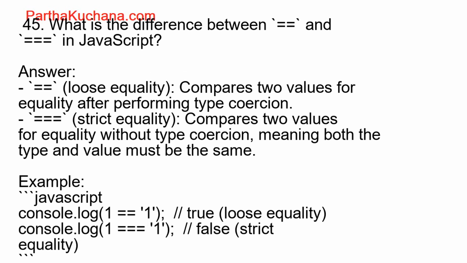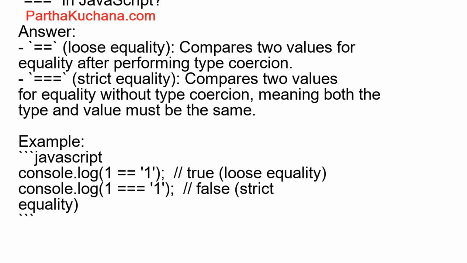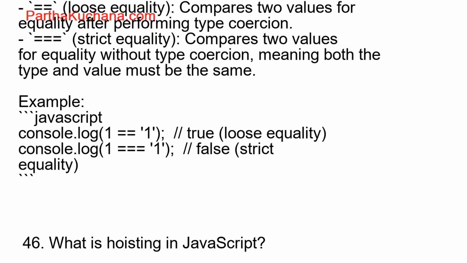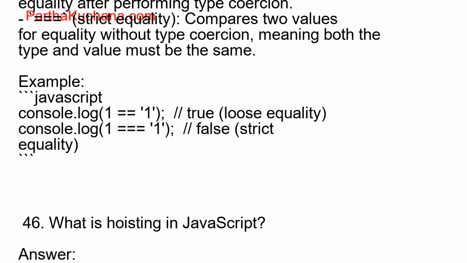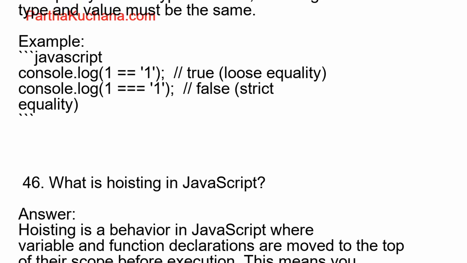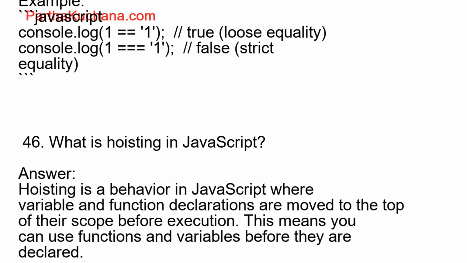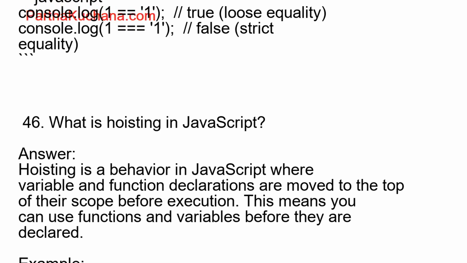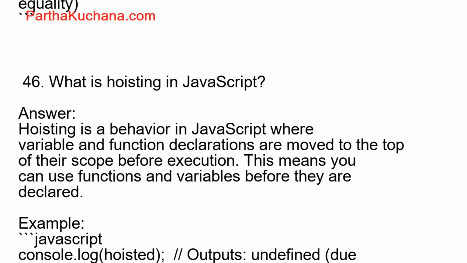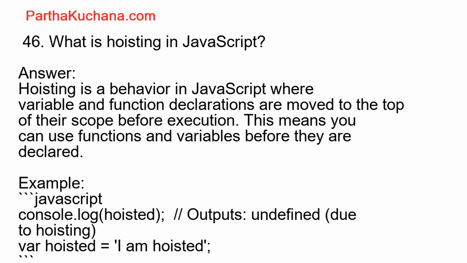48. What is the arguments object in JavaScript? Answer. The arguments object is an array-like object accessible inside functions that contains the values of the arguments passed to that function. Example, JavaScript. function sum() { let total = 0; for (let i = 0; i < arguments.length; i++) { total += arguments[i]; } return total; } console.log(sum(1, 2, 3)); // outputs 6.